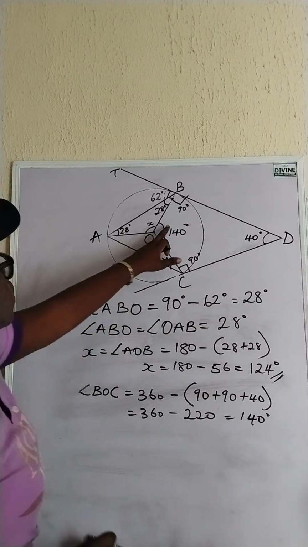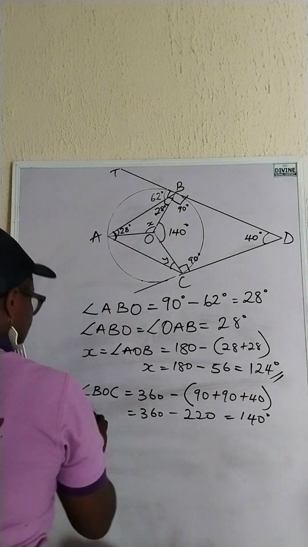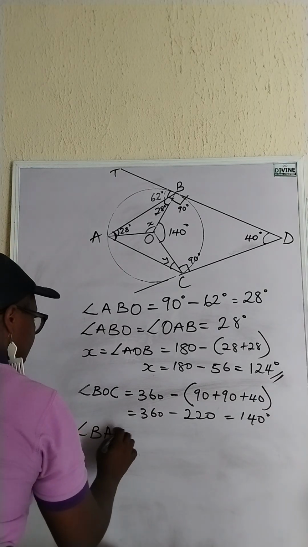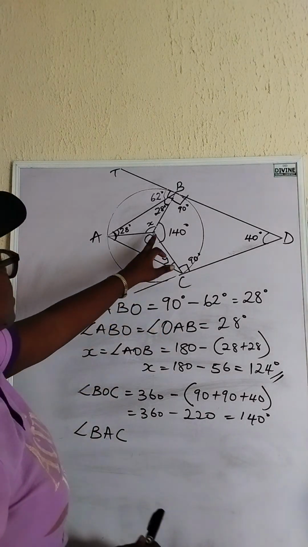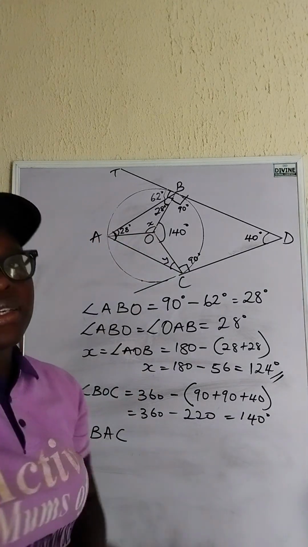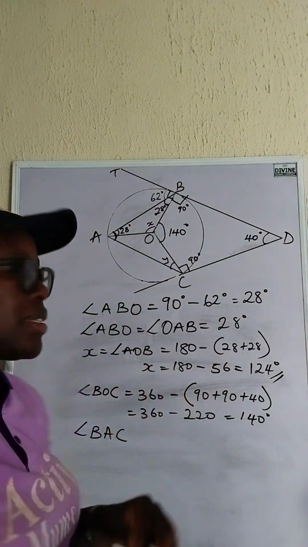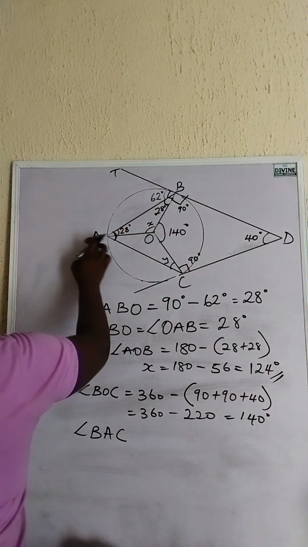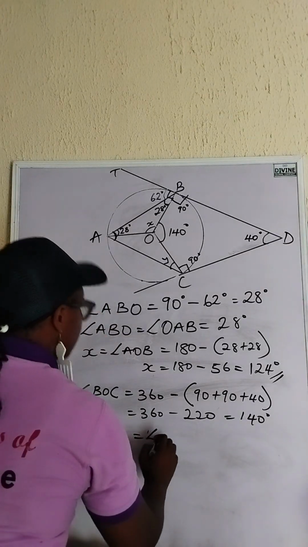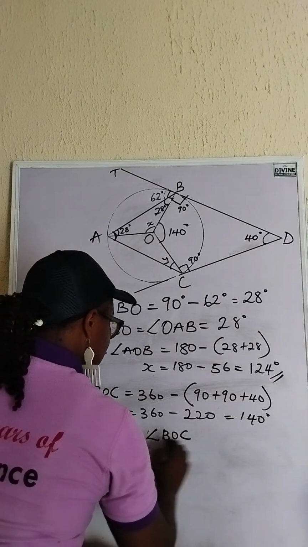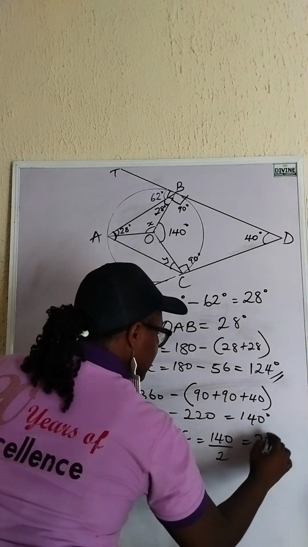So this angle is 140 degrees. Then we continue. If we know that this is 140 degrees, we can find this whole angle at A, that is angle BAC. Because one of the circle theorems is that the angle at the center is twice the one at the circumference. So if you know the angle at the center, you can easily know the angle at the circumference by dividing the angle at the center by 2. So BAC is equal to angle BOC divided by 2, which is 140 divided by 2, which gives us 70 degrees.